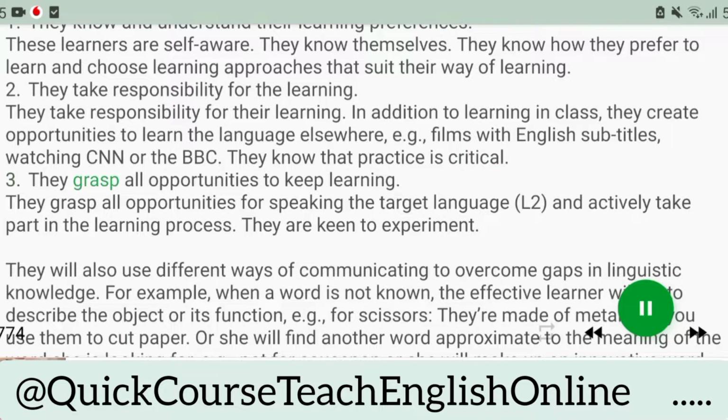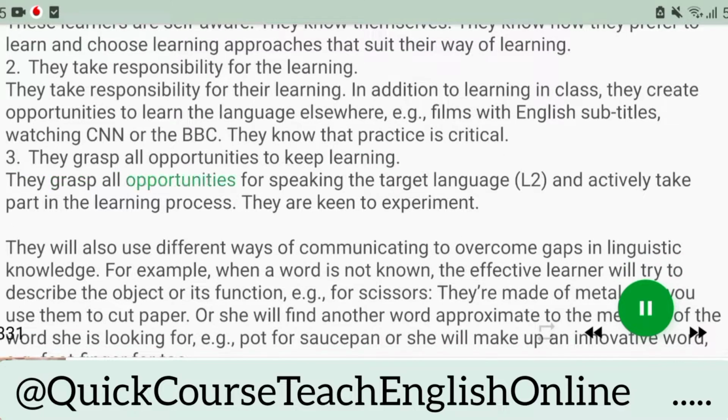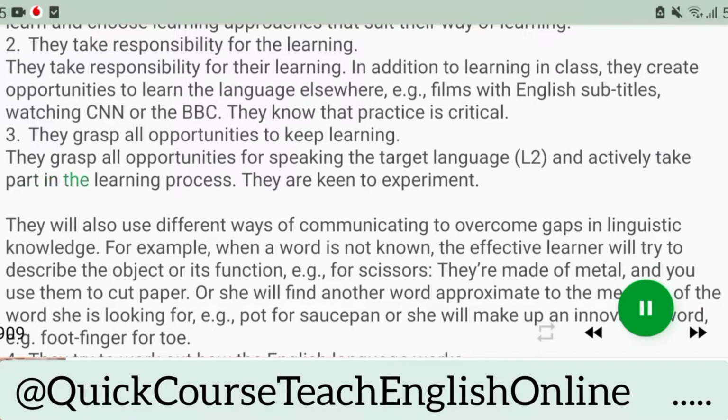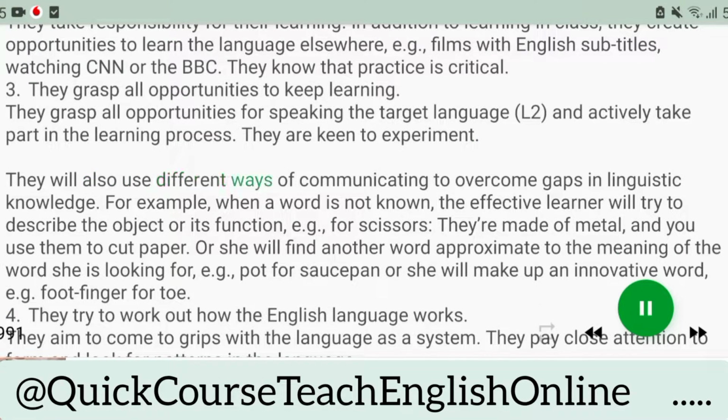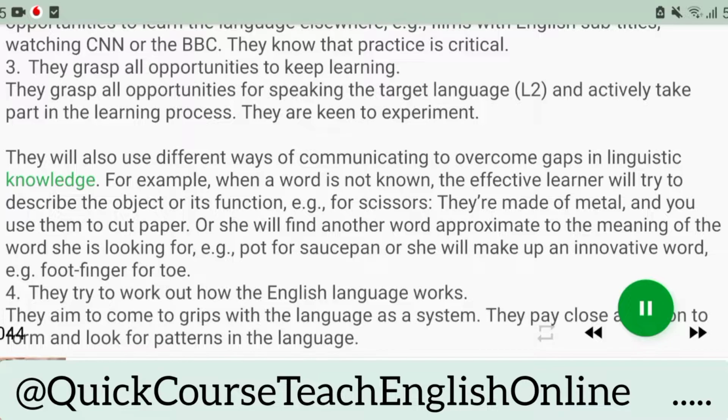3. They grasp all opportunities to keep learning. They grasp all opportunities for speaking the target language, L2, and actively take part in the learning process. They are keen to experiment. They will also use different ways of communicating to overcome gaps in linguistic knowledge.